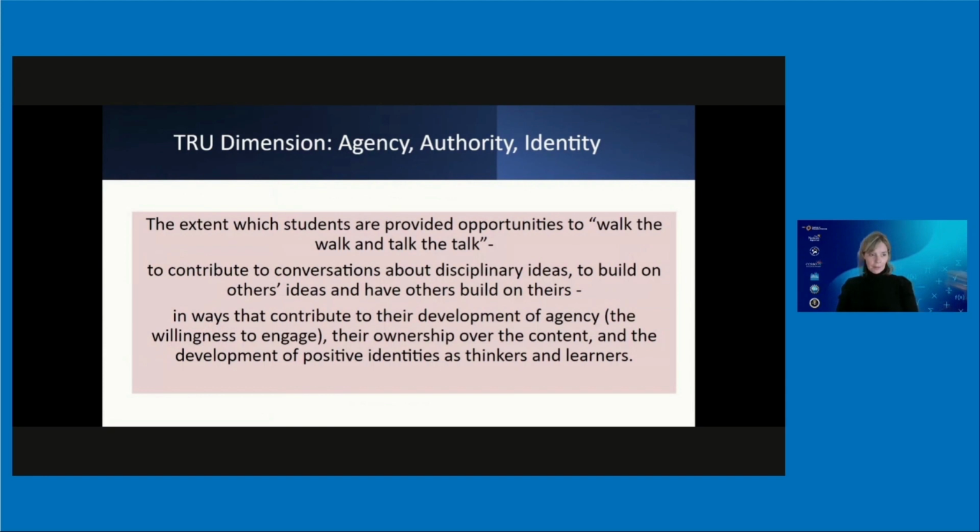So let's talk about this agency, authority, and identity before we move on to the other instructional routines. In the TRU Dimension framework, we also have the extent to which students are provided opportunities to walk the walk and talk the talk. This is to contribute to conversations about those disciplinary ideas, to build on others' ideas and have others build on theirs in ways that contribute to their development of agency, which is the willingness to engage, their ownership over the content, and the development of positive identities as thinkers and learners.